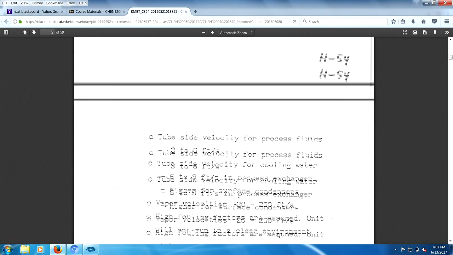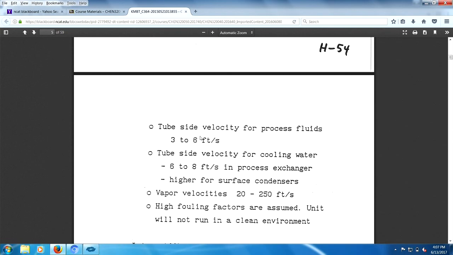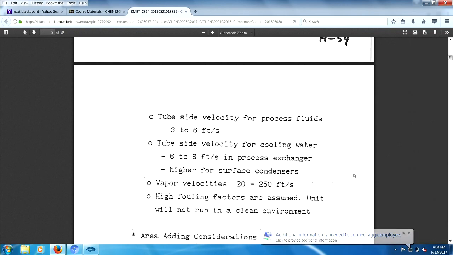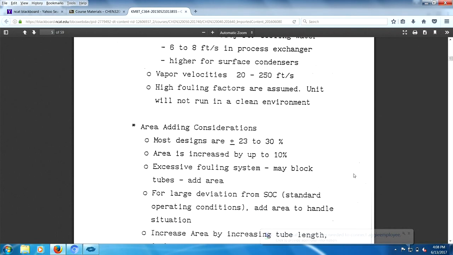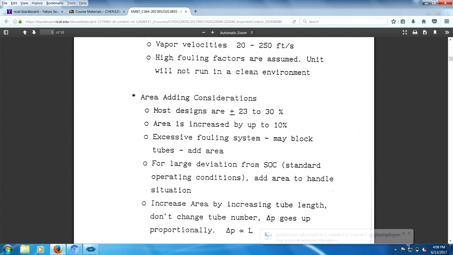Anyway, so you're looking for velocities around 6 feet a second, 8 feet a second. Now, if you're dealing with vapors, 20 is pretty low. 100, 200, even 250 feet a second is fine. Fouling factors are assumed. The unit will not run clean. Got that? If you assume high fouling factors, you will have high fouling factors.